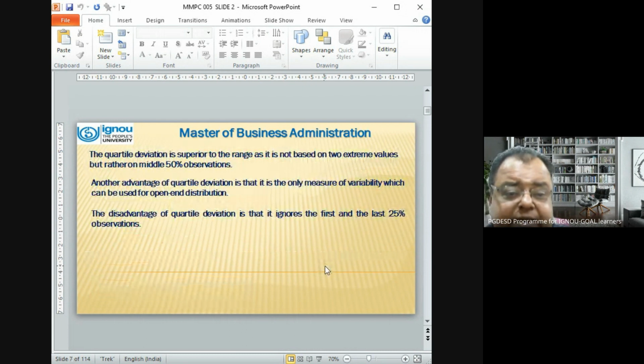Quartile deviation is superior to the range as it is not based on the extreme values but rather on the middle 50% of the observations. Another advantage of quartile deviation is that it is the only measure of variability which can be used for open-end distribution. The disadvantage of quartile deviation is that it ignores the first and the last 25% of the observations.